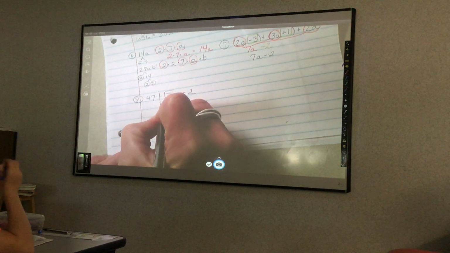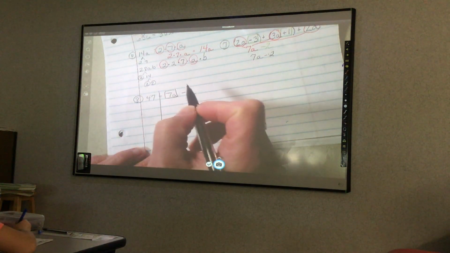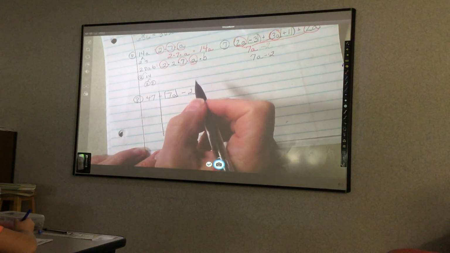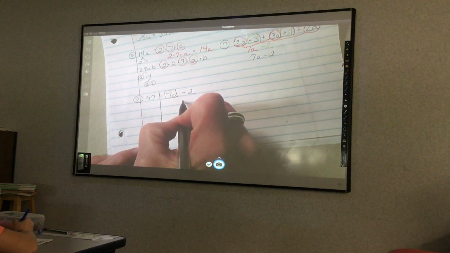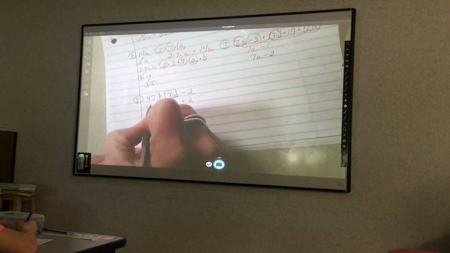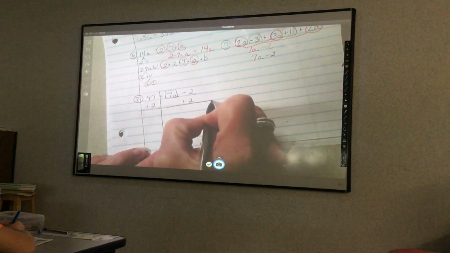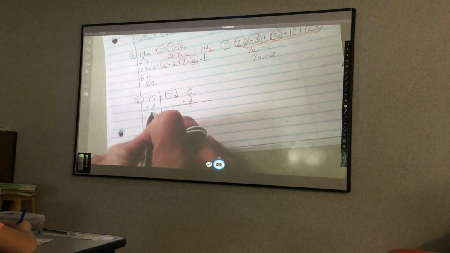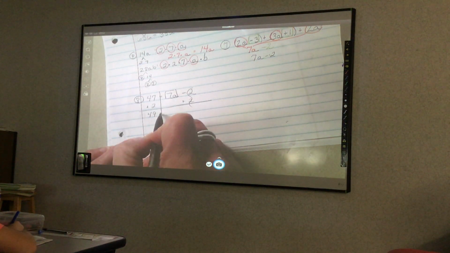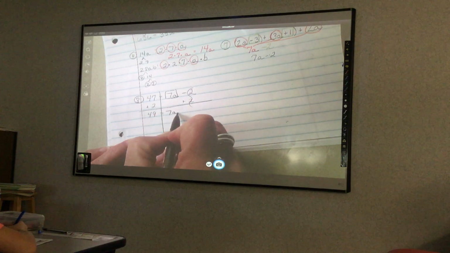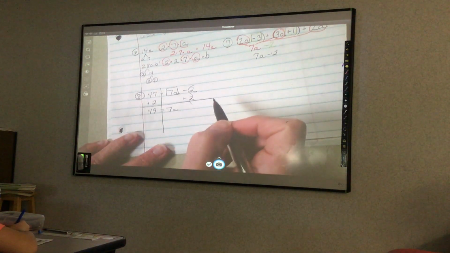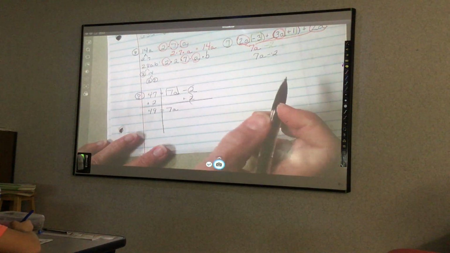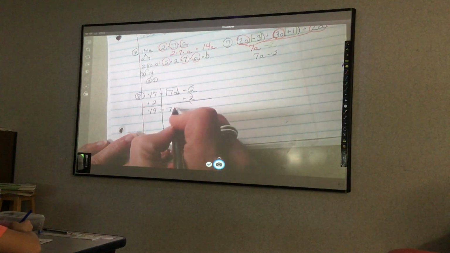Then I'm going to box the 7a. You guys need to be writing this down. And then I'm going to add 2. Add 2 to both sides. These cancel each other out, and 47 plus 2 makes 49. So 49 equals 7a. I'm not done. Box the a again.